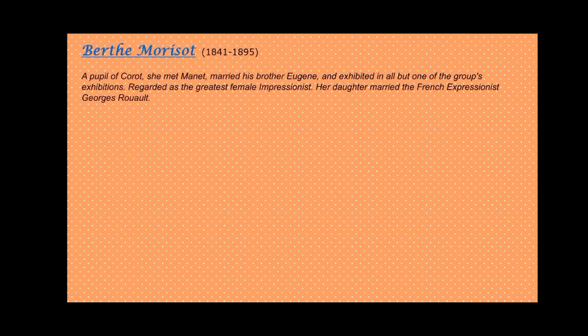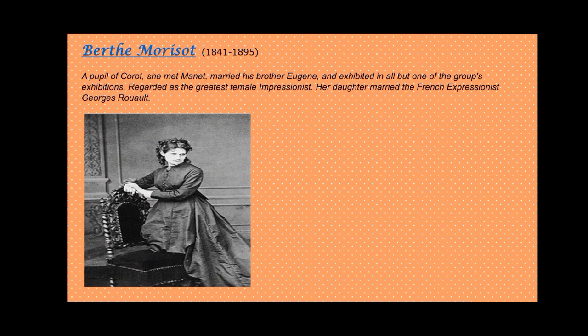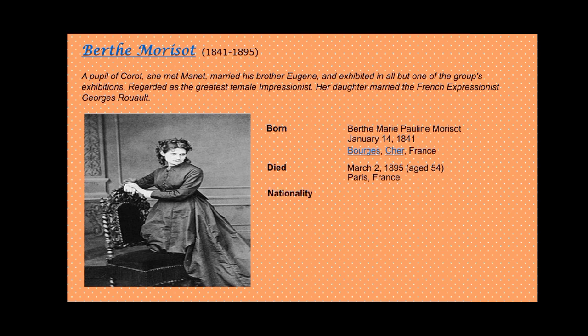Next we have Berthe Morisot, a pupil of Corot and Manet, who married his brother Eugene, and exhibited in all but one of the group's exhibitions. Regarded as the greatest female impressionist, her daughter married the French painter George Rouart. She was born on January 14, 1841 in Bourges in France.